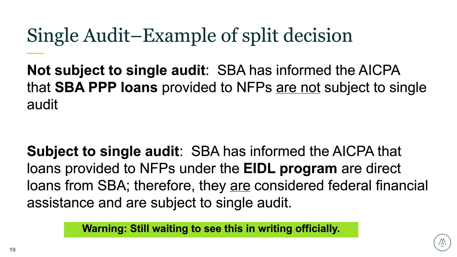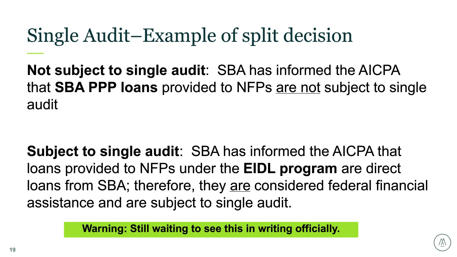However, the other loans under the EIDL program received from the SBA are considered direct loans and federal financial assistance. These should be put on your SEFA and are subject to audit. So some good news here, in that at least there's some clarity, and that the PPP loan is not subject to the single audit guidance.